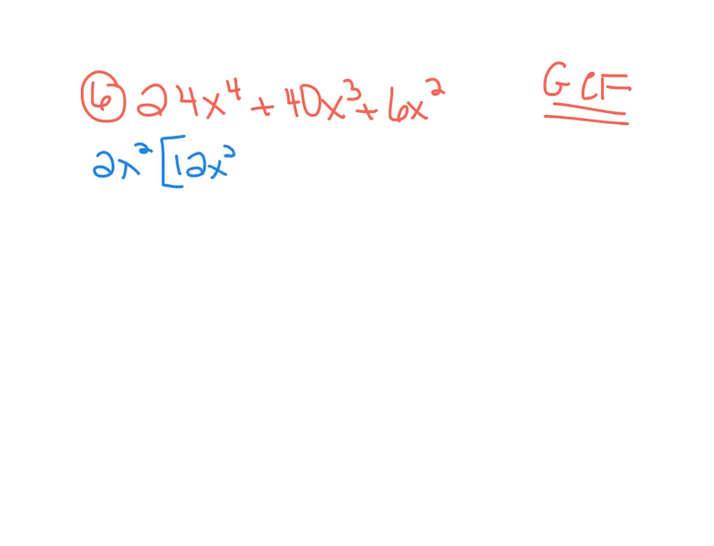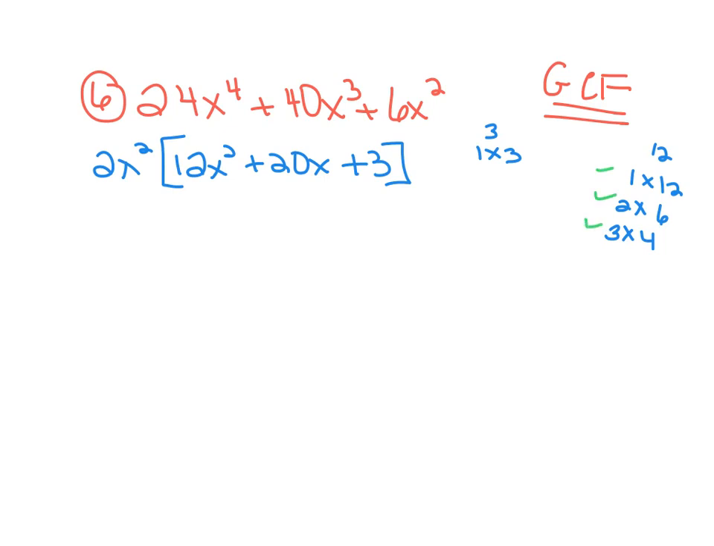12x squared plus 20x plus 3. Now you're back to the process from before. To get the 3, 1 times 3. Now over here I kind of ran out of room, but to get to the 12, 1 times 12, 2 times 6, 3 times 4. So now this one is a little bit harder because now you have this option, this option, this option.